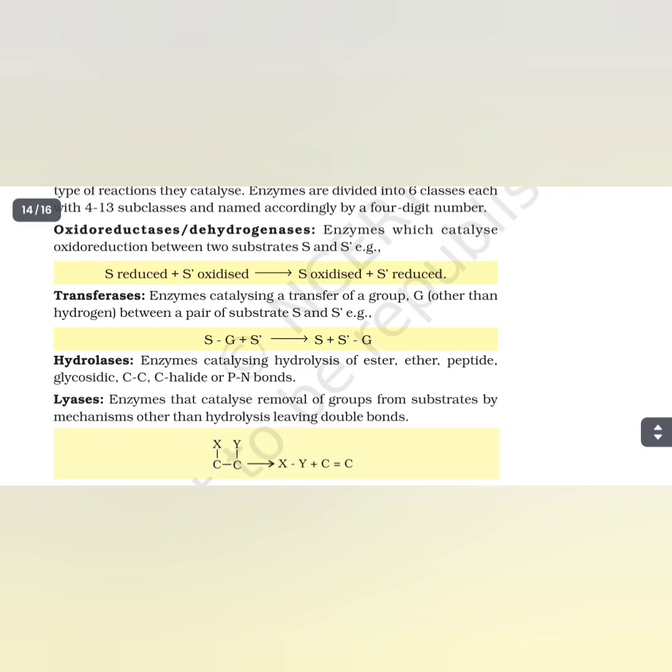Oxidoreductases, dehydrogenases: enzymes which catalyze oxidoreduction between two substrates S and S'. Example, S reduced plus S' oxidized goes to S oxidized plus S' reduced. Transferases: enzymes catalyzing a transfer of a group G, other than hydrogen, between a pair of substrates S and S'. Example, S-G plus S' goes to S plus S'-G.